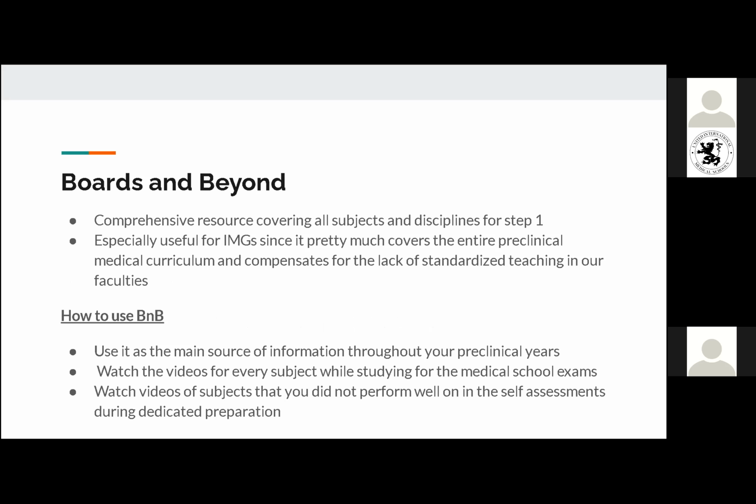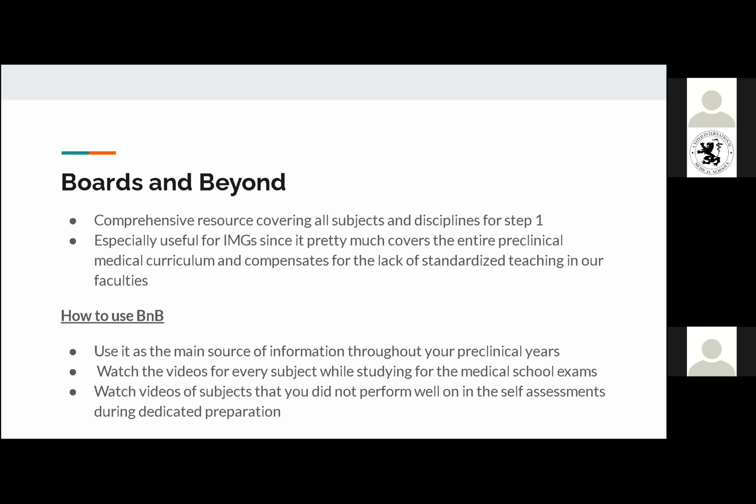Okay, so next, Boards and Beyond. I have a lot to say about Boards and Beyond. It is extremely useful for us, for IMGs, because it pretty much covers the entire preclinical medical curriculum. So it compensates for the lack of standardized teaching that we have in our faculties.